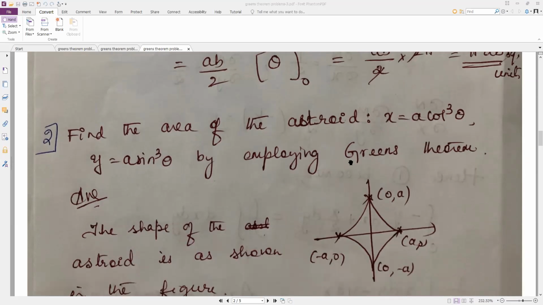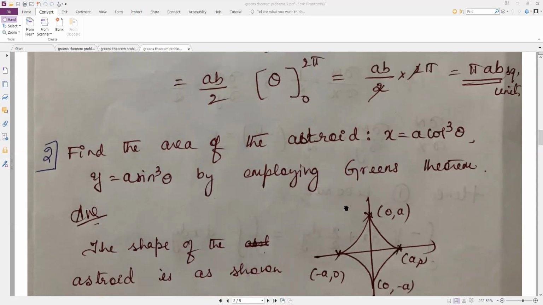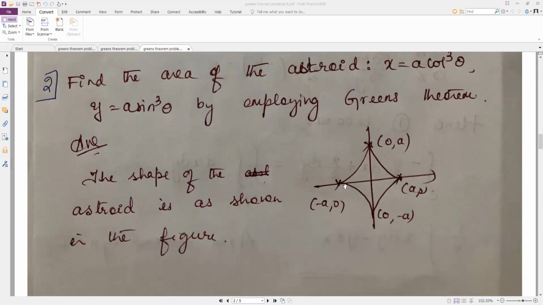parametric equation. Sometimes instead of giving like this, they will give x to the power 2 by 3 plus y to the power 2 by 3 is equal to a to the power 2 by 3. If they give that, that is also the equation of the asteroid. So that time you need to remember this parametric equation x equal to a cos cube theta, y equal to a sin cube theta. When you put it there, you will get the answer as the right hand side.